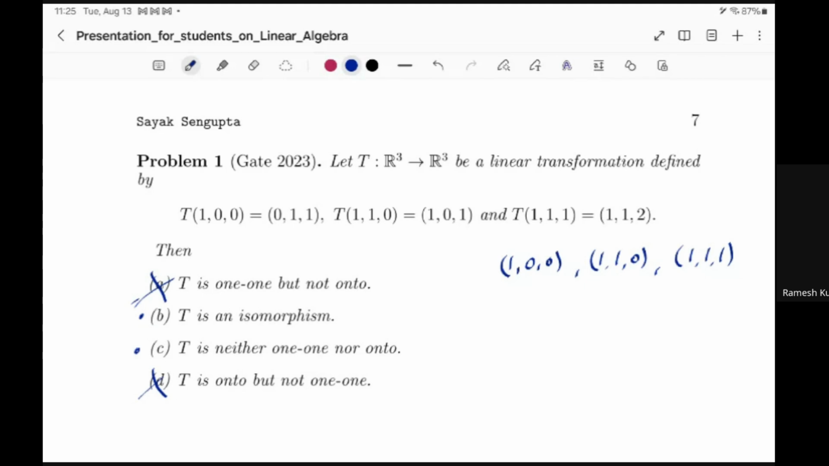Okay. So I'm just going to see if this is one-to-one or not. Well, we can look at the images, which are (0, 1, 1), (1, 0, 1), and (1, 1, 2). Okay. This is not linearly independent.